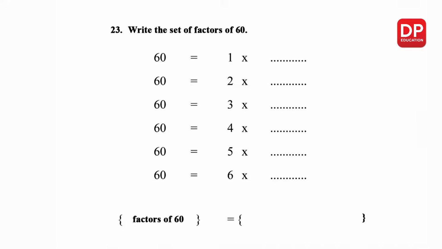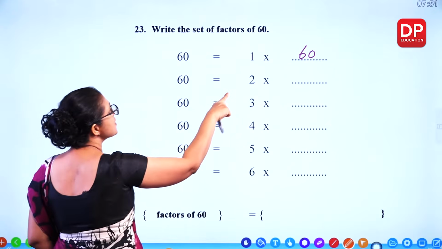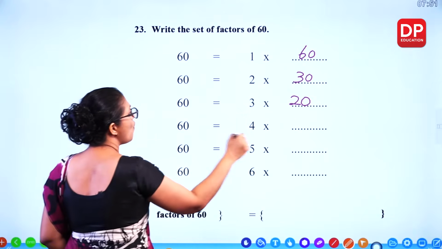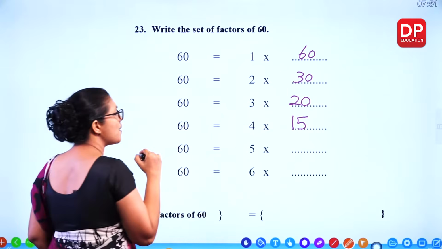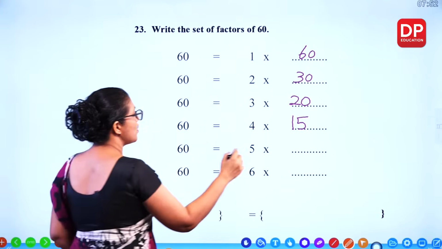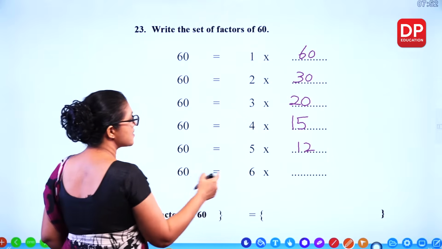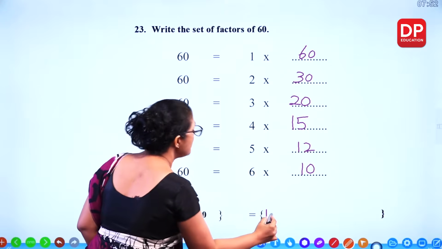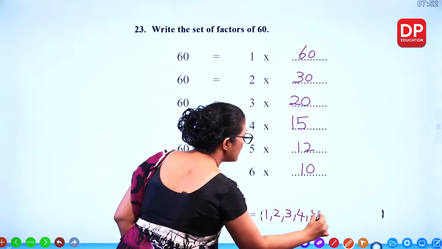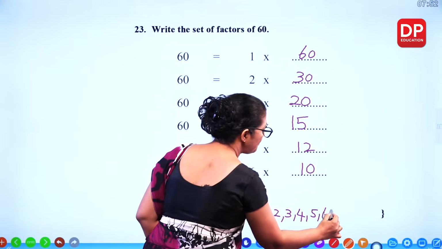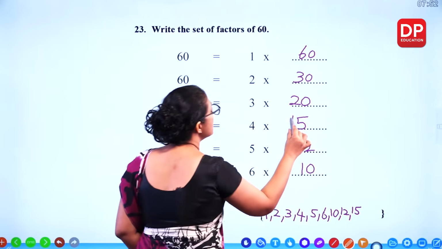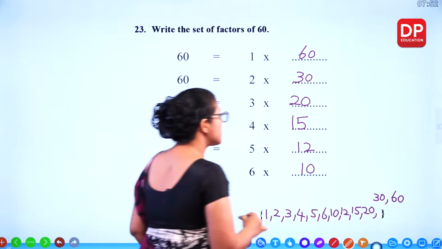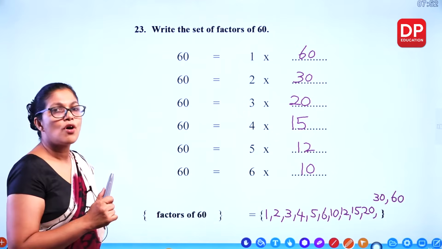Write the set of factors of 60. 1 times 60. 2 times 30. Divide by 2 and see. When you divide by 3, you get 20. Divide by 4, you get 15. Divide by 5, you get 12. And here, divide by 6, you get 10. So, what are the factors of 60? Starting from 1: 1, 2, 3, 4, 5, 6, and then 10, 12, 15, 20, 30, and 60. So, those are the factors of 60.